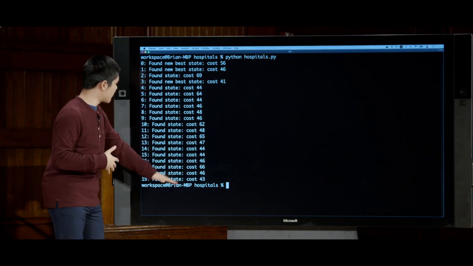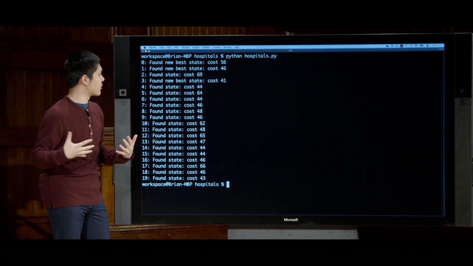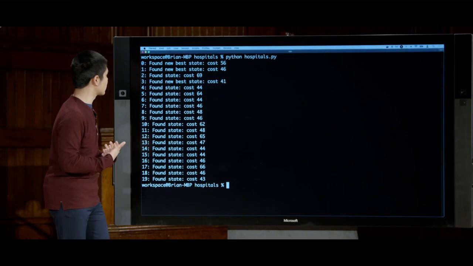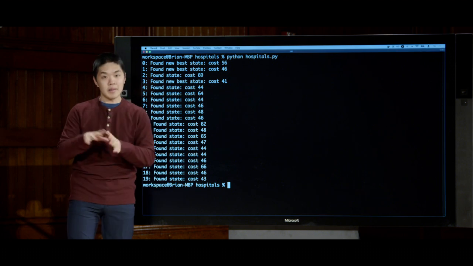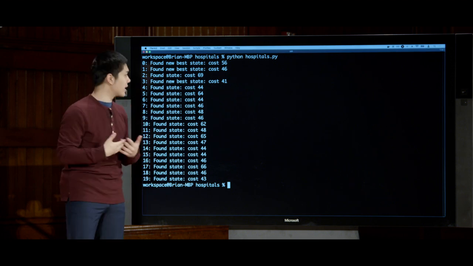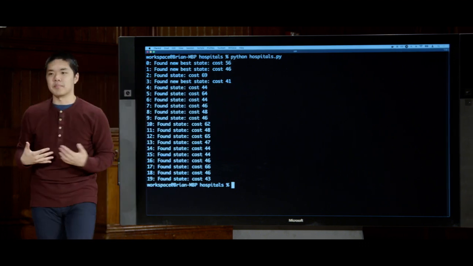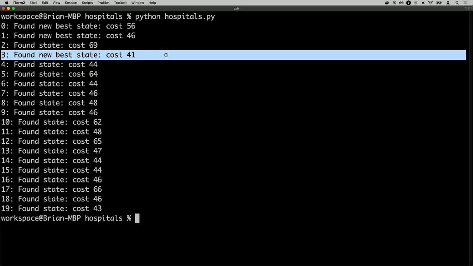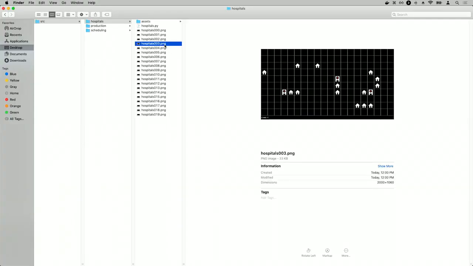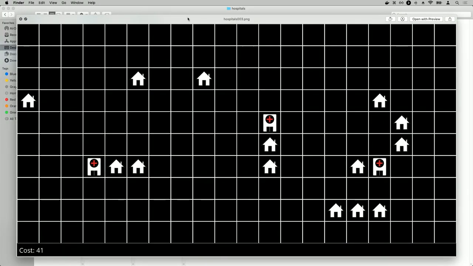And for all of the remaining 16 times that we tried to run the hill climbing algorithm, we couldn't do any better than that 41. Again, maybe there is a way to do better that we just didn't find, but it looks like that ended up being a pretty good solution to the problem. That was attempt number 3, starting from counting at 0. So we can take a look at that, open up number 3, and this was the state that happened to have a cost of 41.